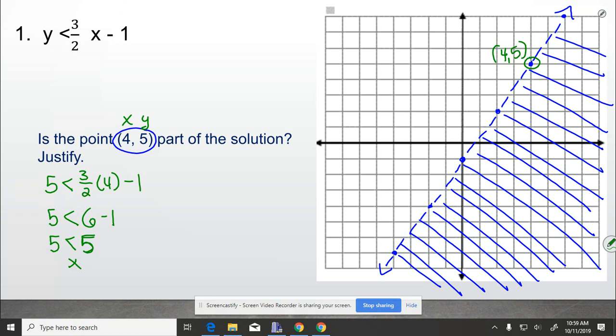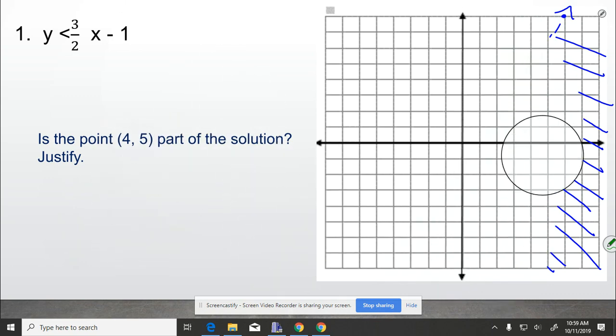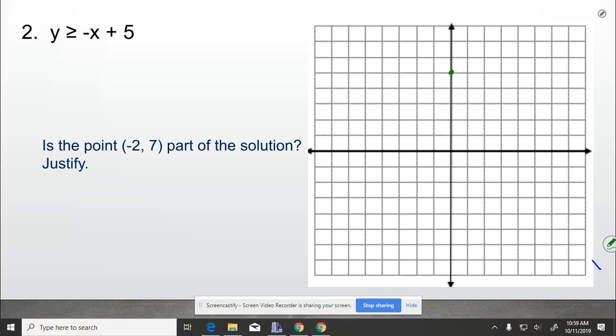All right, let's take a look at another example. Number 2, again, an easier one because it's already in slope-intercept form. So we're going to start at 5, 1, 2, 3, 4, 5, which is way up here. And then we're going to go down 1, right 1, to have a negative slope of 1, or up 1, left 1.